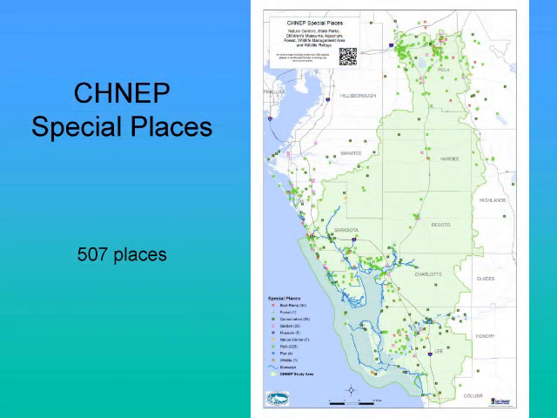So we took that spreadsheet and through the magic of GIS, created point locations from those addresses and created a map. So now we actually can visualize all these cool places that Moran had been collecting for years and stick them on a map and let people see them and have access to them. So far we have 507 places.